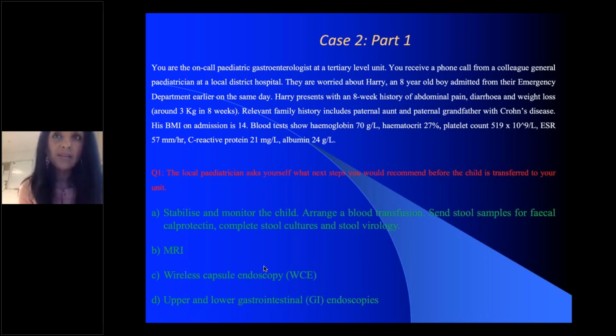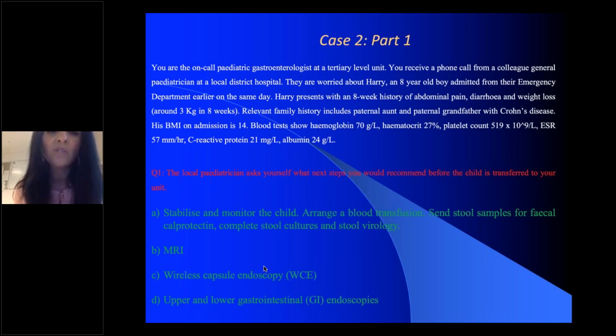We would also at the same time send stool for cultures and virology, because this is the first assessment for a child with any form of chronic diarrhea. We want to exclude infective causes of bacteria, viruses, and parasites before we investigate for suspected IBD. The baseline calprotectin is very helpful to get a diagnosis of IBD because it will be used for follow-up monitoring. So that has to be the gold standard.